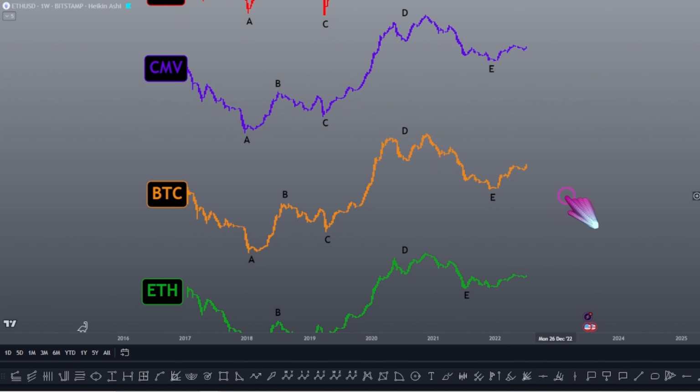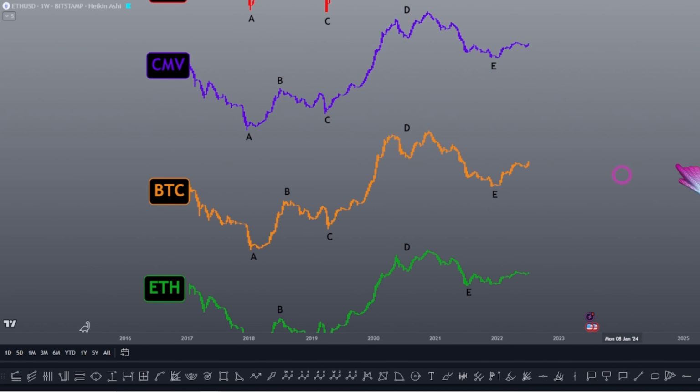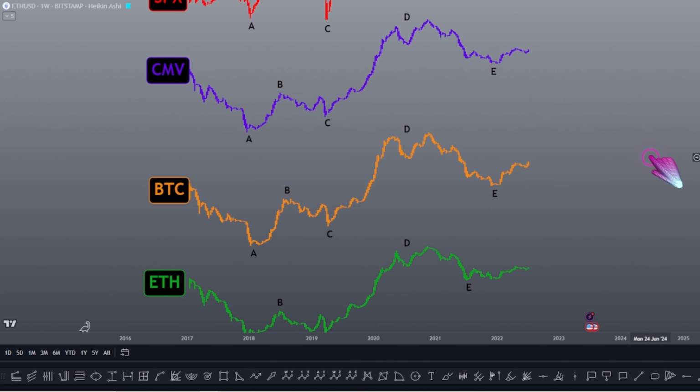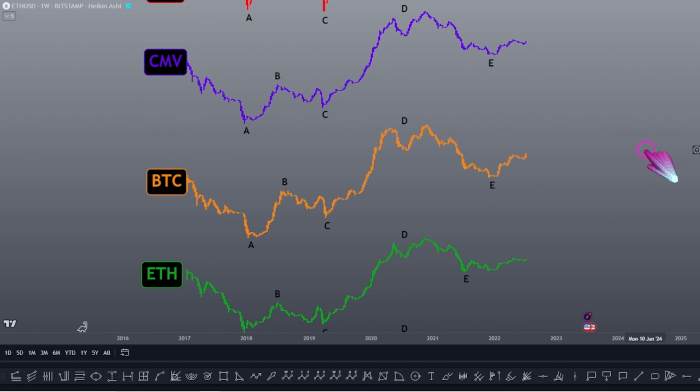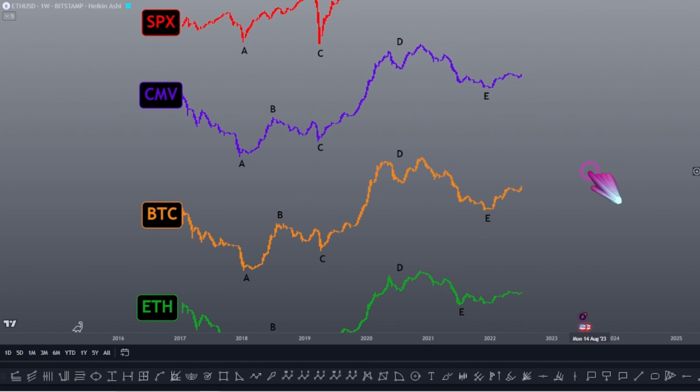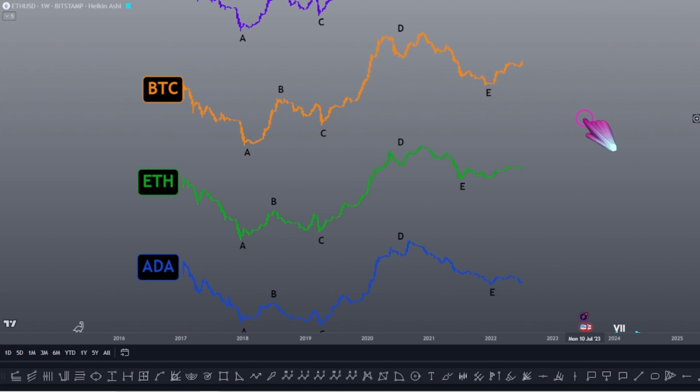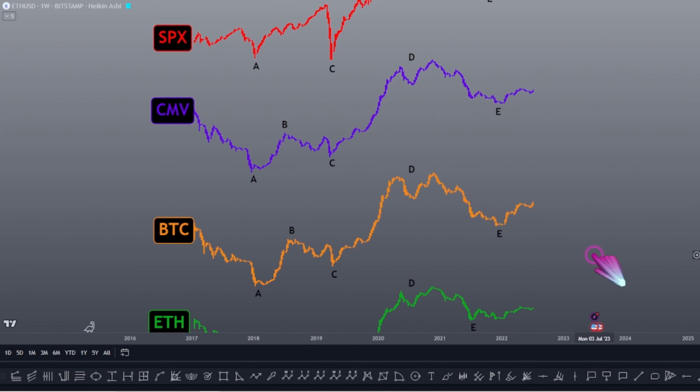So we go up, purple chart, CMV, crypto market value. Again, we can see here, not showing ADA, but A, B, C, D, E looks exactly the same. What I find interesting is the total crypto market value. When you look at the D, the double top that corresponds to D up here, it looks most like Ethereum and Cardano rather than Bitcoin, whereas everything else outside of that double top looks mostly like Bitcoin.